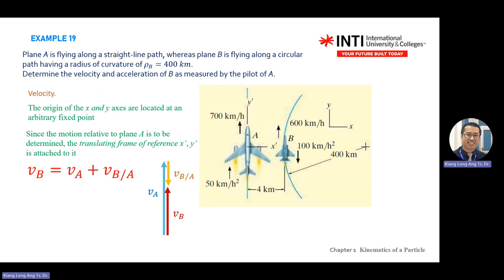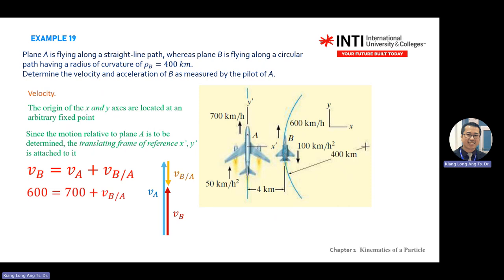VB/A, where is 100? No, this is acceleration, kilometer per hour square. This is acceleration, not velocity; this is velocity. Acceleration is this equation, A equal to AN UN plus AT UT, this one. But later we reach there. We now establish the VB/A equation first.